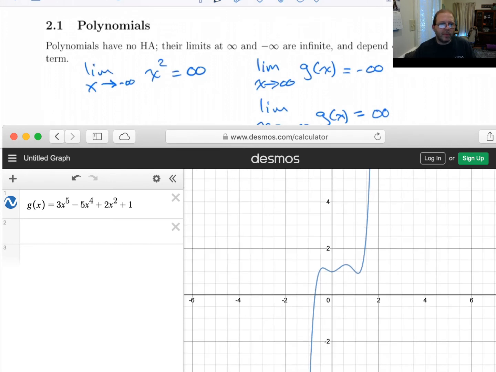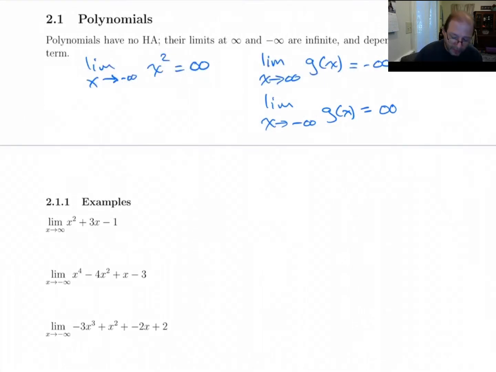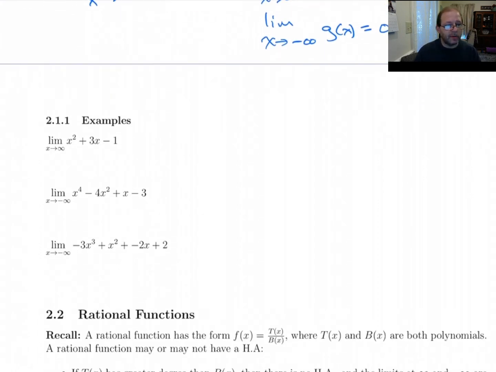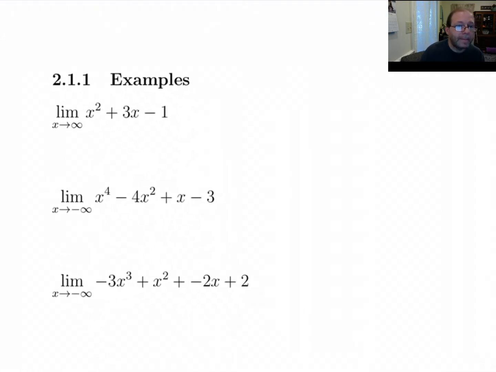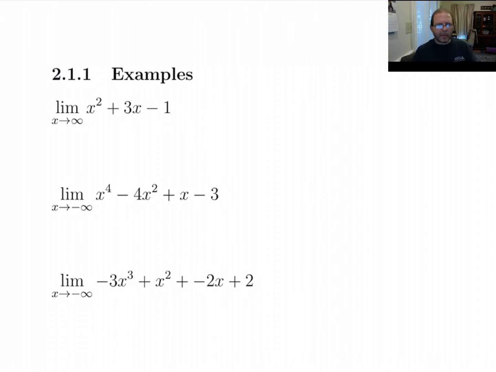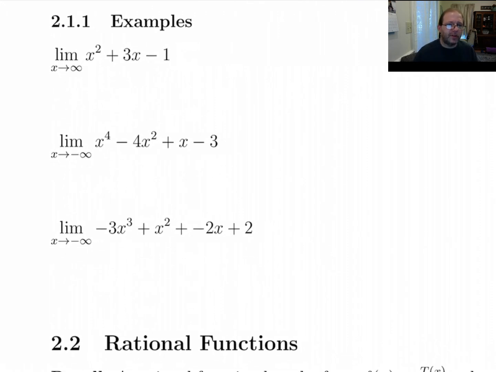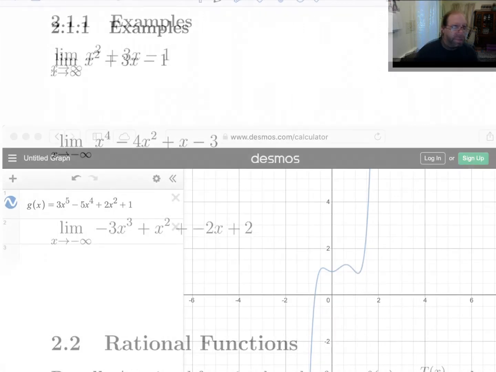All right, let's do a couple of examples. Let me switch back to this. So we've got a handful of examples here. On this one, we've got x goes to infinity of x squared plus 3x minus 1. Now, I could go over to Desmos and graph this if I wanted to. But actually, let's do that for this first one.